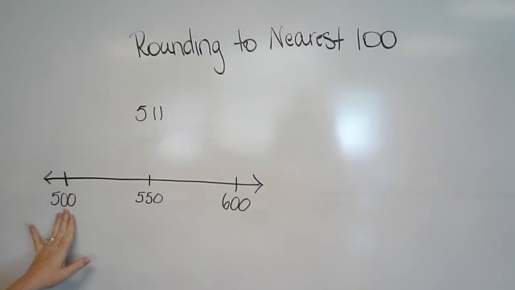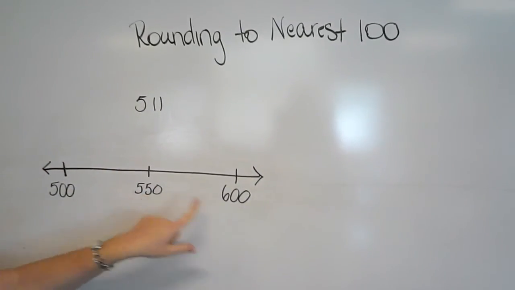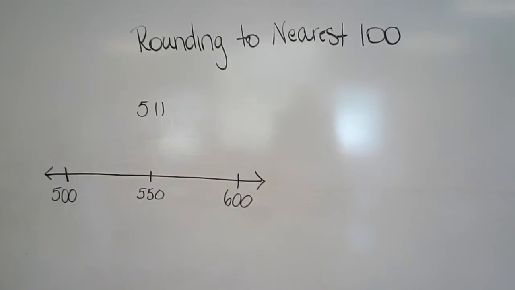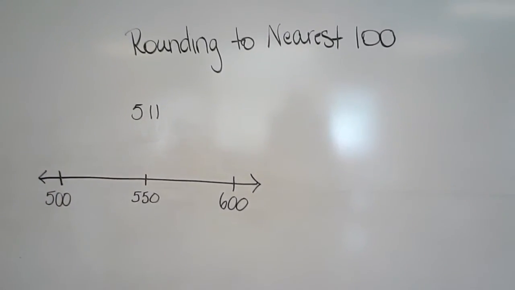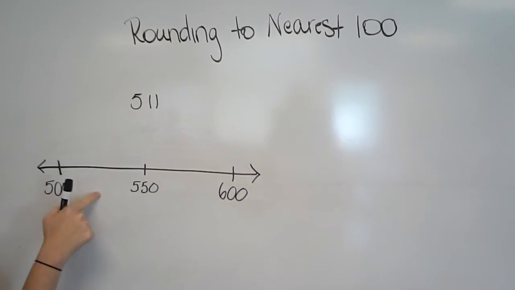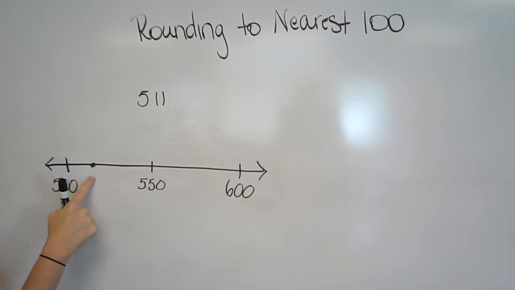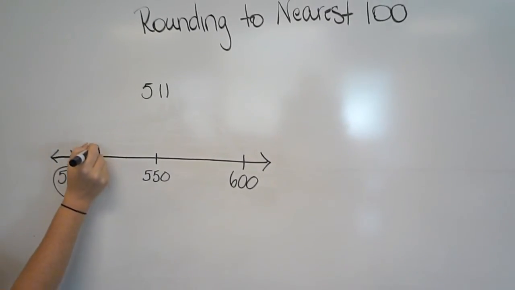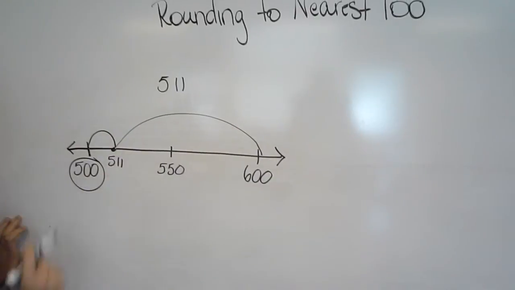So you're thinking about 511. Is that before 550 or after 550? So go ahead and pause the video, take a second to think about, well, where would 511 be? Great, 511 is before 550. So we know 511 would round to 500. 511 is a lot closer to 500 than it is to jump all the way to 600.